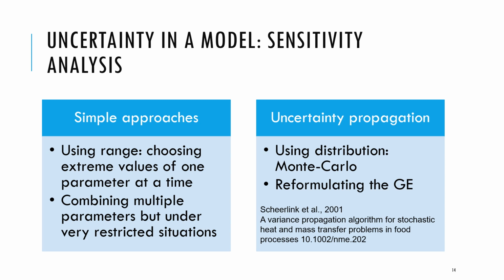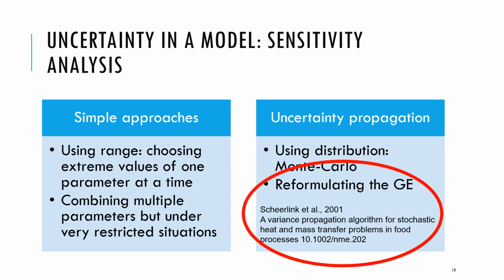Lastly, in these more comprehensive uncertainty propagation methods, we have ways to reformulate the governing equation. This is a lot more complex, and I'm definitely not getting into it, but a lot of pioneering work has been done by this group that is available in the literature in the food context. One representative publication is mentioned here. You can start from here if you would like to get into more details. So I'm not going to get into any more details of this one.